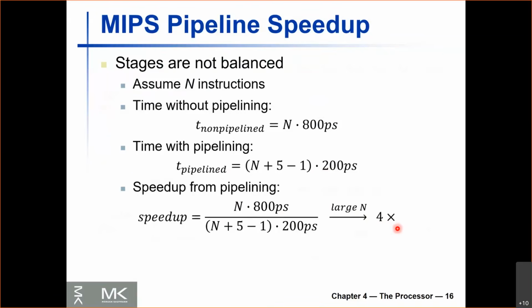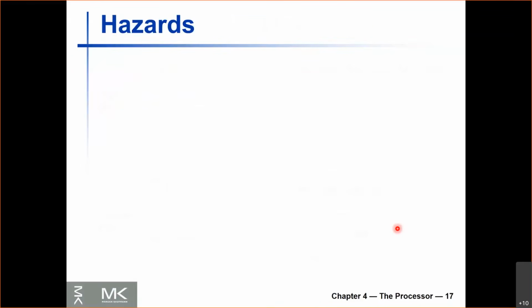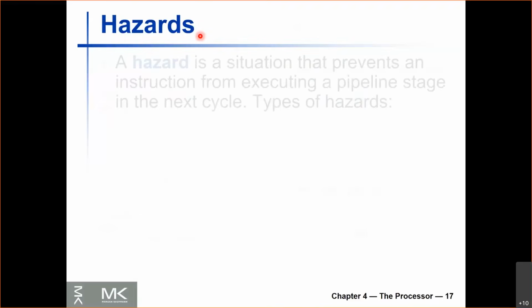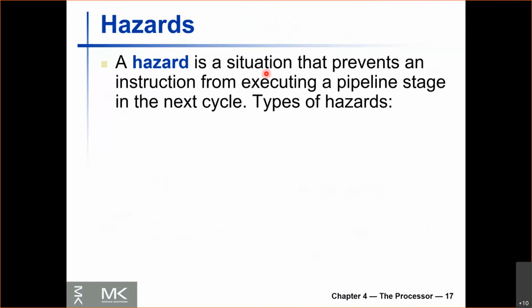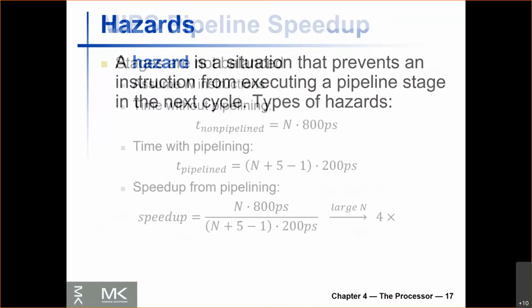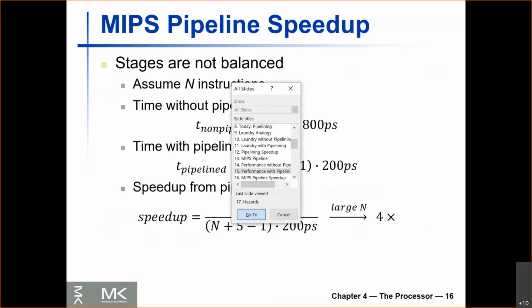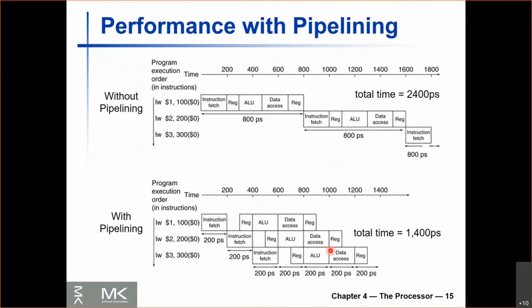All right. Well, pipelining is great. It gives us a lot of good speedups, makes our data path faster. But there's a catch. There's a problem, and this problem is hazards. So what are hazards? A hazard is a situation that prevents an instruction from executing a pipeline stage in the next cycle. The reason we have hazards is that now all of a sudden we're overlapping the execution of these instructions.